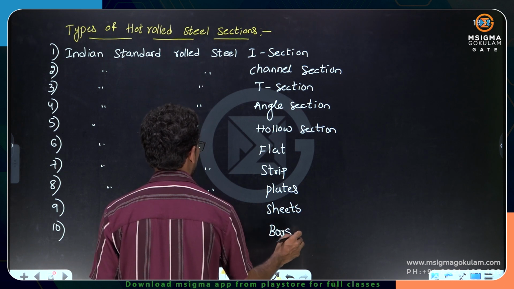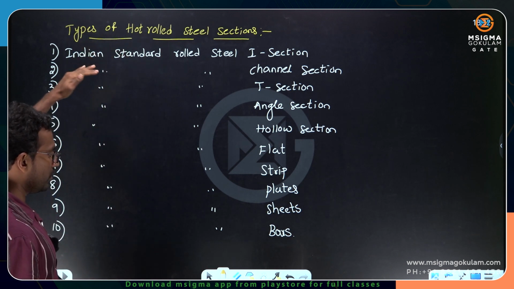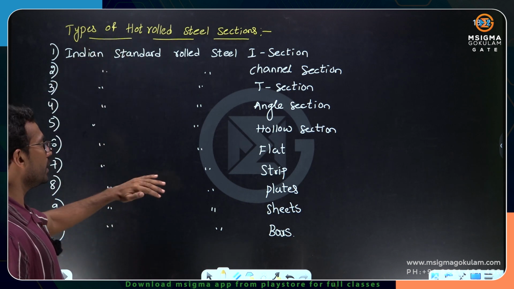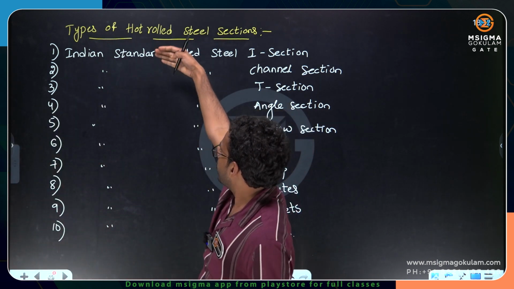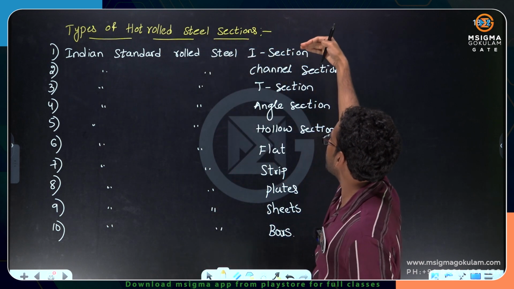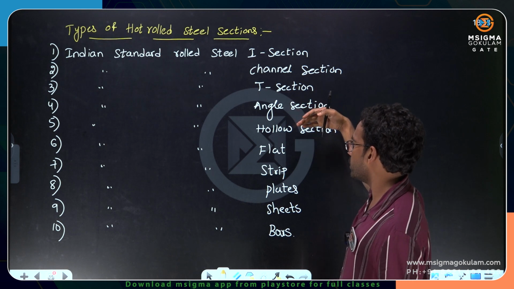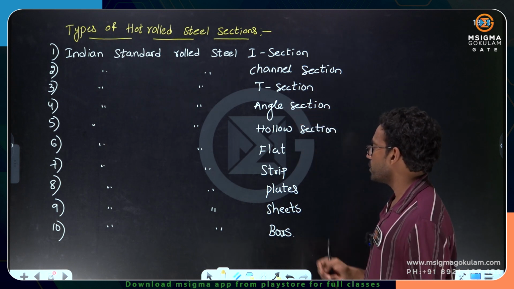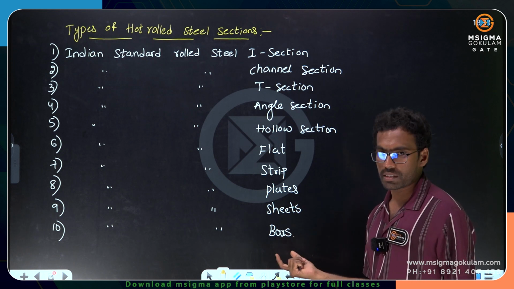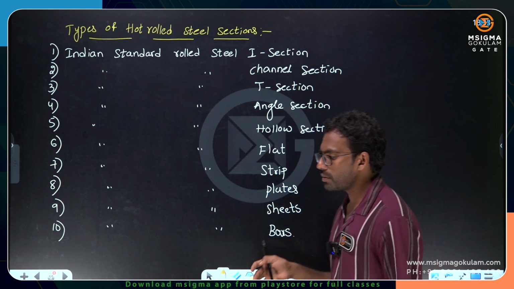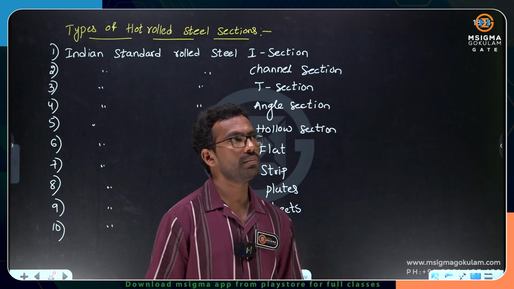So these are the 10 types of sections which are actually produced from Indian rolling mills. Hot rolled steel sections are classified into 10 types. What are those? I sections, channel sections, T sections, angle sections, hollow sections, flat sections, strip sections, plates, sheets, bars. So these are the 10 types of hot rolled steel sections which we are getting from Indian rolling mills.